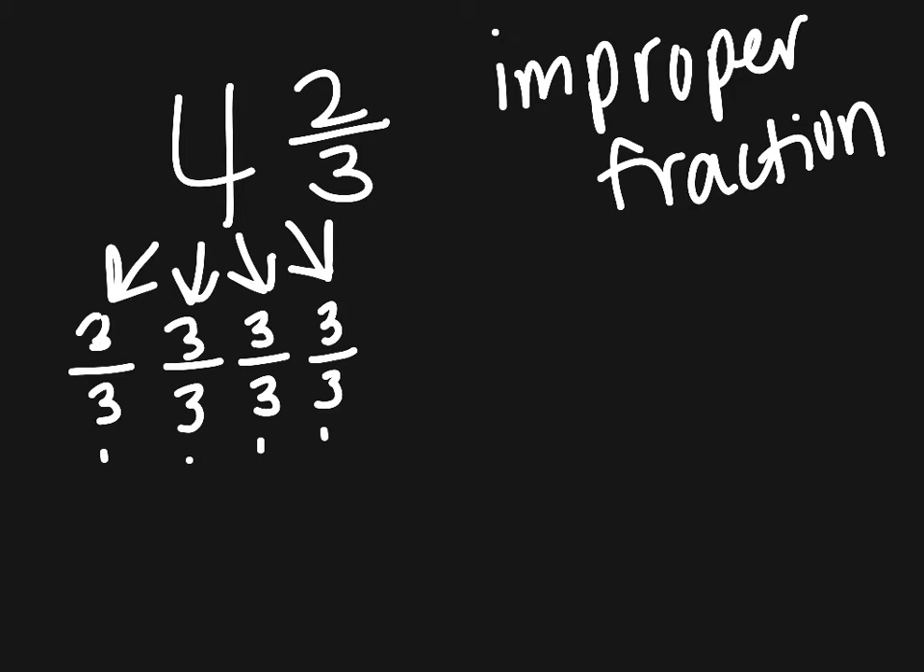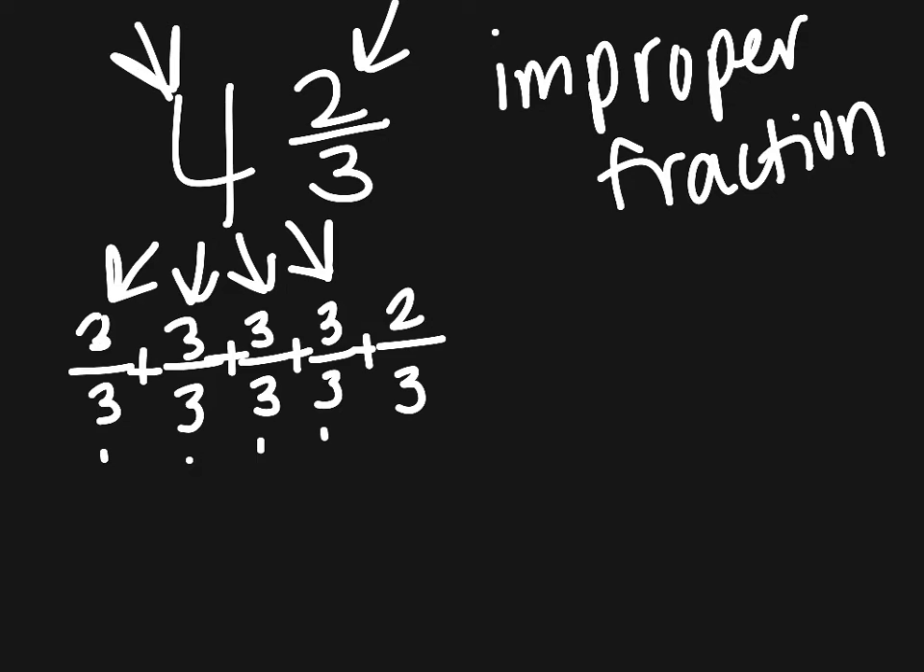represent my whole number 4 that's out here in front of my fractional part. Then I have this 2/3 part, so I can add that to my list. In order to find out the total number of thirds in 4 2/3, I would add all of these fractions. So I know that 3 plus 3 plus 3 plus 3 is 12, plus 2 more is 14. So I would know that there are 14 thirds in 4 2/3.